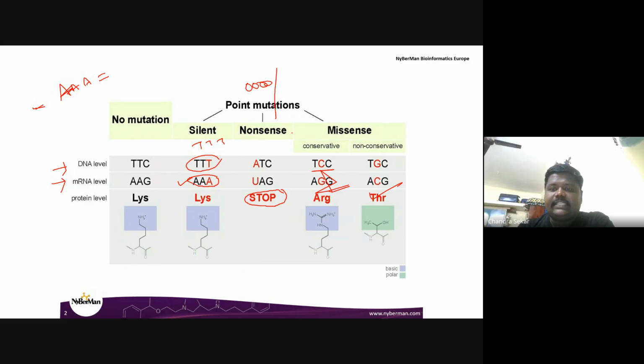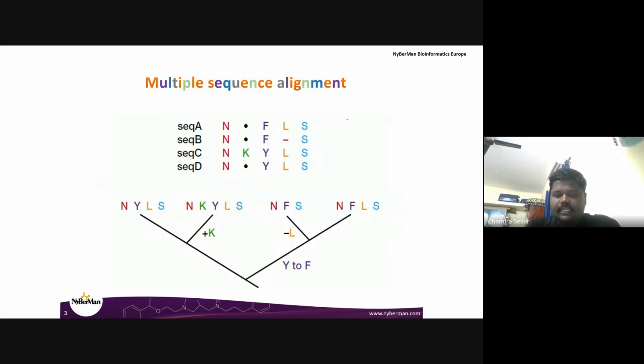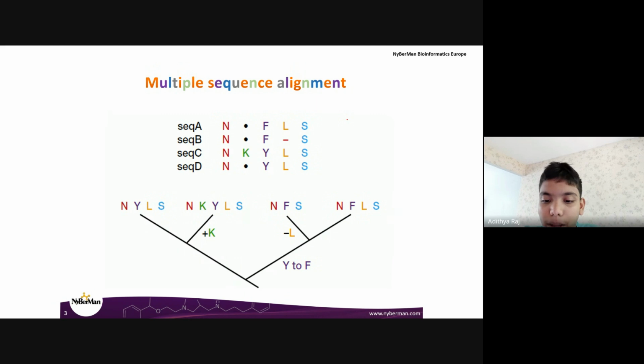See, at least in this case, the activity of the protein might have reduced. The efficiency might have reduced. So it is acceptable. But in the nonsense, what happens? Completely the protein will get truncated. Clear? I have one question, like in the previous slide.